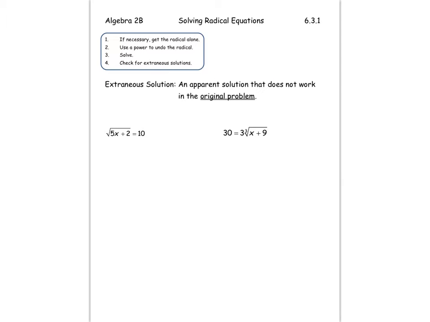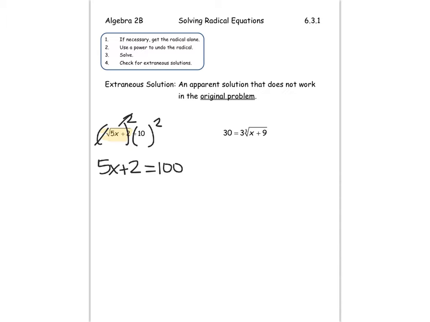All right, so here we go. We want to get the radical by itself, and in that first problem, it already is. The square root is the only thing on the left side of the equal sign. So we will go straight to using a power, square in this case, to cancel out that square root. A square and a square root are opposites, so they cancel out. So we have 5x plus 2 equals 10 squared, which is 10 times 10, so 100.